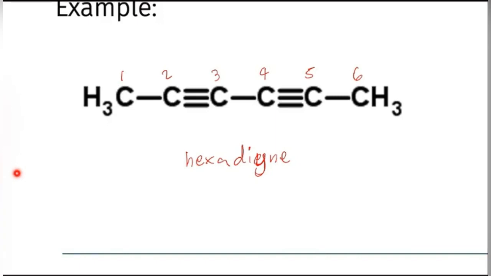Okay, so that's the name of the chain, hexadiyne. But we should also locate the triple bonds. The triple bonds are located at carbon 2 and carbon 4. So we will write 2,4-hexadiyne.